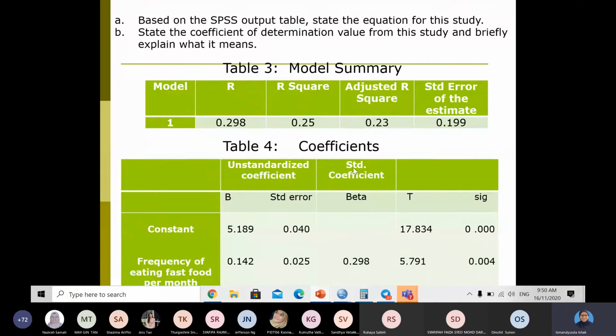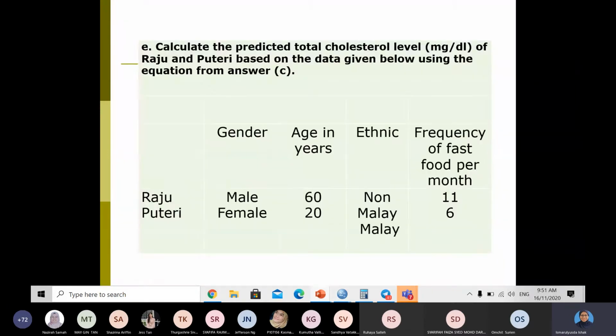The R square is 25%. So the influence of frequency of eating fast food on your dependent variable, your total cholesterol, is 25%. The other 75% is other variables that you have not studied. And it can significantly predict your total cholesterol. Alright, okay, last. Calculate by using the same equation.